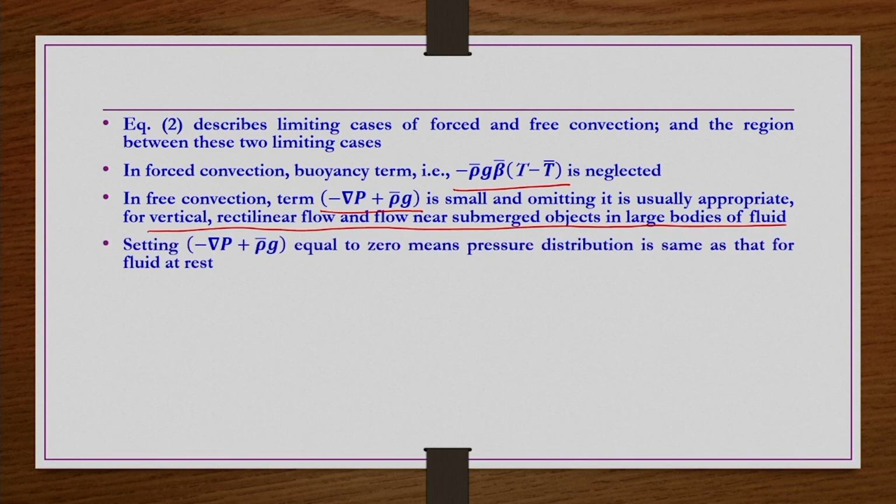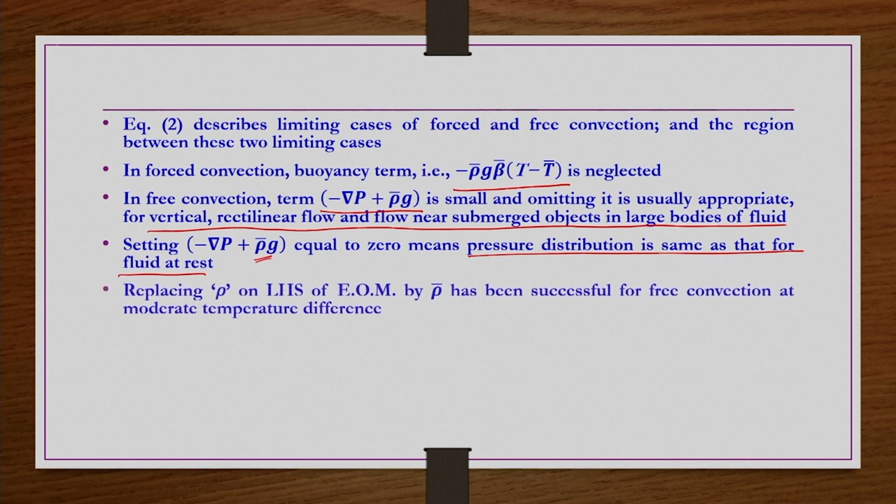Then setting minus del P plus rho bar g equal to 0 means that the pressure distribution is the same as that of fluid at rest, whatever the hydrostatic pressures are. Okay. So, that is what it means if you are taking minus del P plus rho bar g equal to 0: the pressure distribution is the same as that for the fluid at rest, because this rho bar g is nothing but something like h rho g, the hydrostatic pressure terms. So, that is what it means.